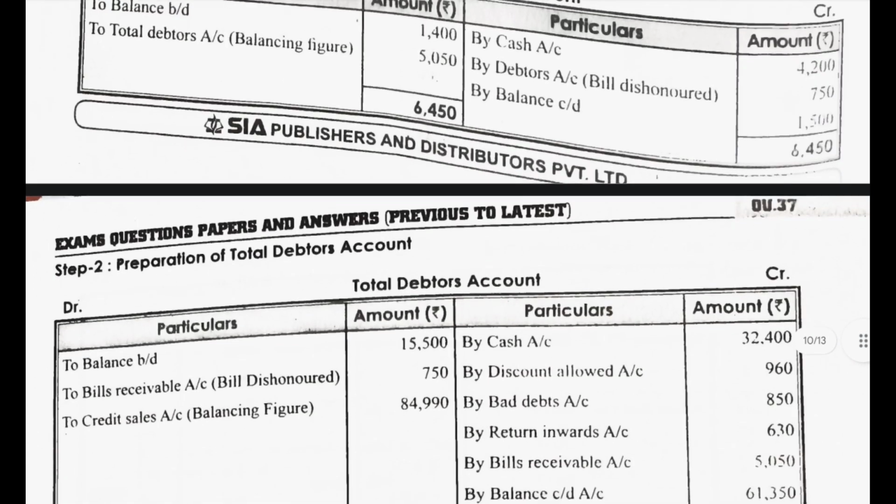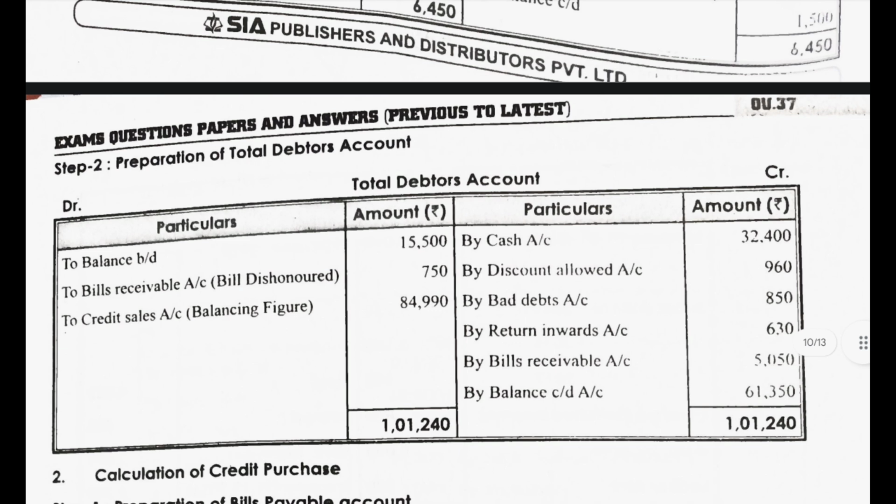Now next, preparation of total debtors account. Total debtors opening and closing are given. First, opening and closing I'll show you. By to balance brought down, by balance carried down. It's clear now. All these: bad debts, discount allowed, return inward, and bills receivable, just now we got.